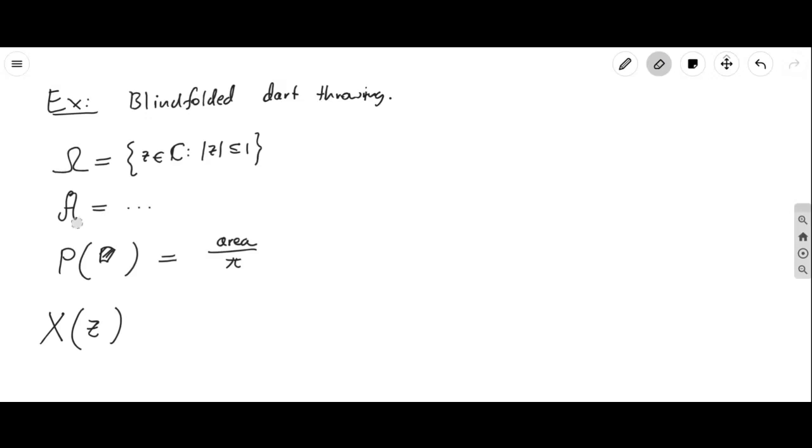And we had a random variable, x, where if you have a point, let's call it z, in the sample space, you calculate the distance to the center, so the absolute value of z. That was a random variable. And we can therefore ask, what is the expectation of x equal to?